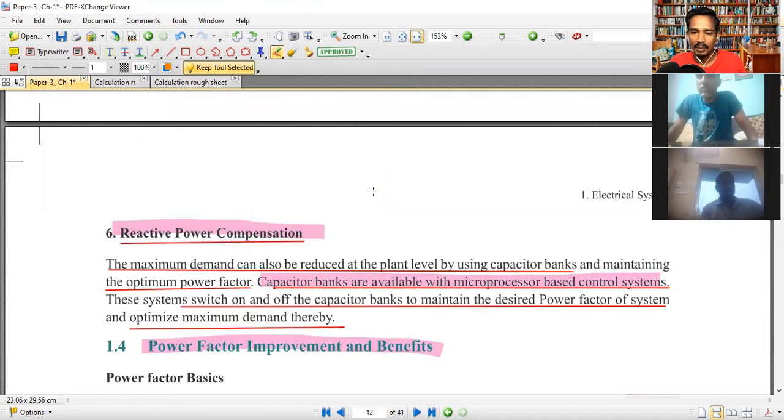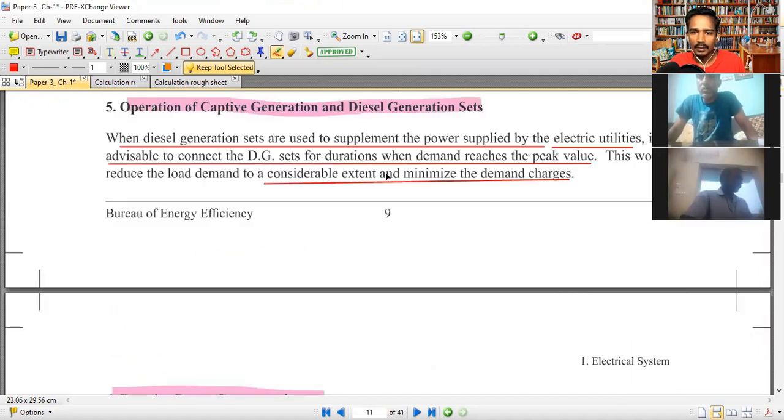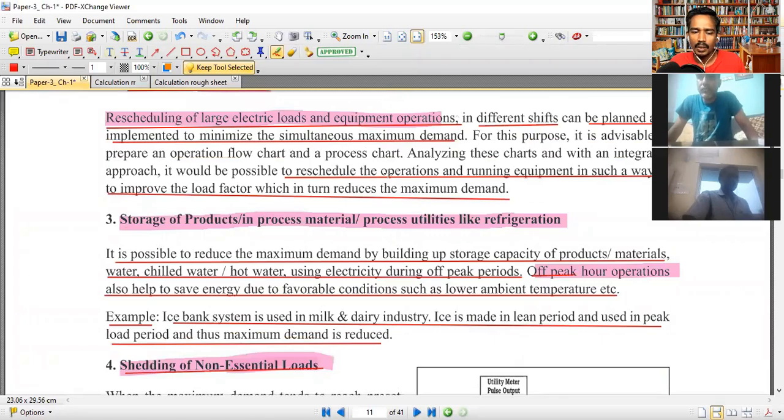Next one is reactive power conversion. This is a capacitor bank. They use the capacitor to reduce the maximum demand, then they improve the power factor. From 0.9 to 0.99 means this is the maximum reduction. Then they also remove the penalty. The main important thing, if you have a note, write it: reduce the maximum demand and reduce the penalty.